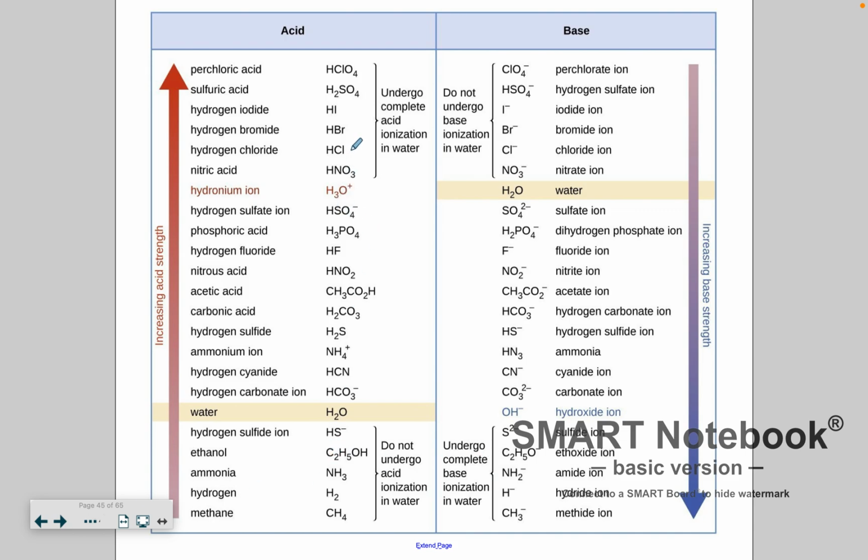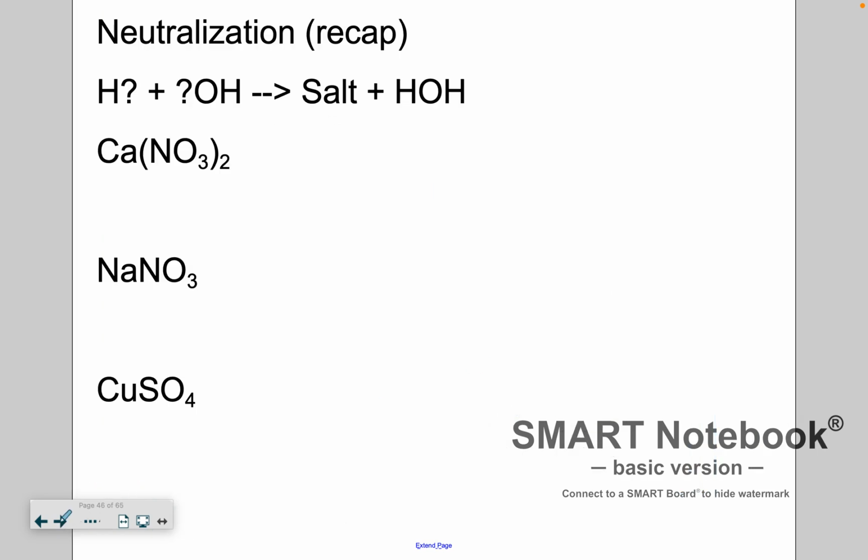It does list some of the acids, not all of them, but it had hydrochloric acid and hydrogen bromide. I just included a table to show you acids usually have an H in the front. And bases, well, they kind of vary. So recap, basically you have an H in front of your acid and it combines with a base that has an OH, and then you get a salt and water. So these are some more examples of salts that are formed.